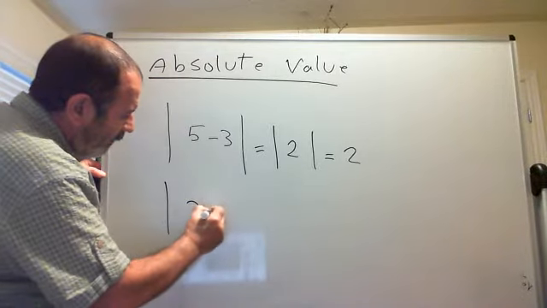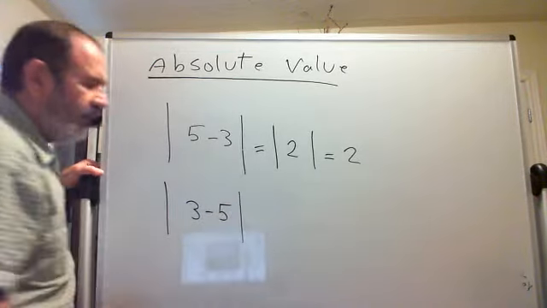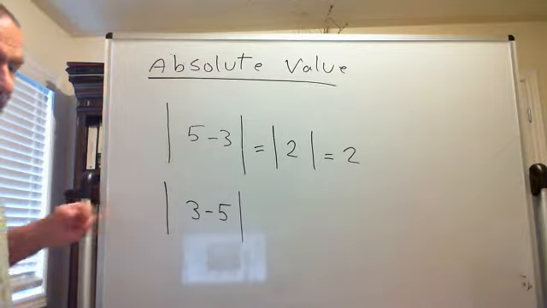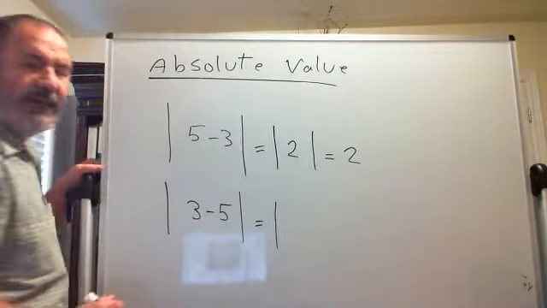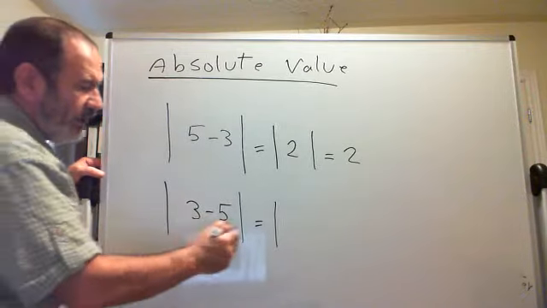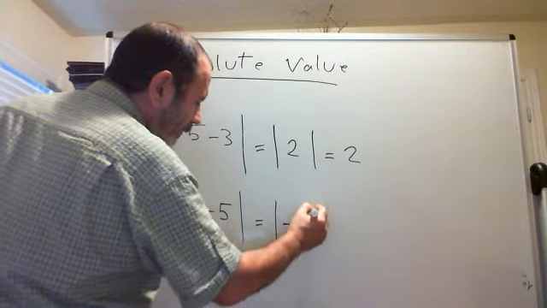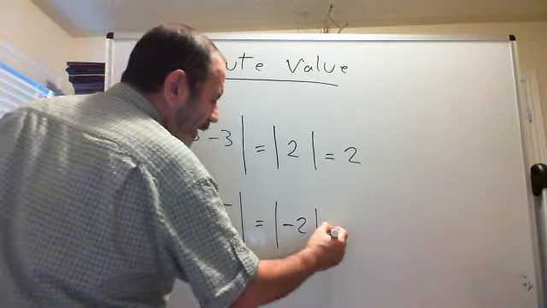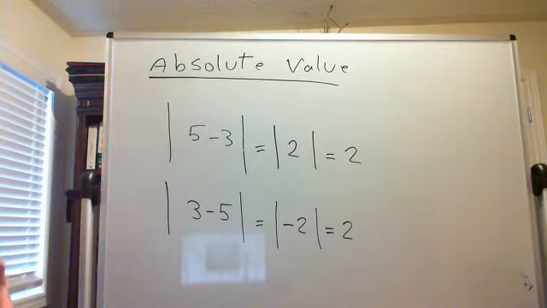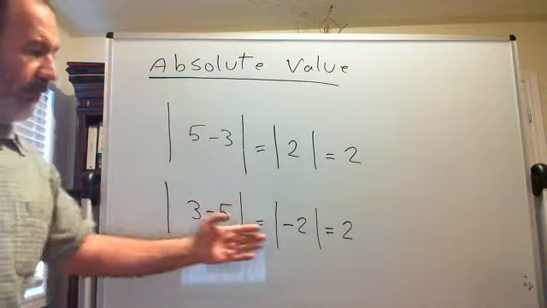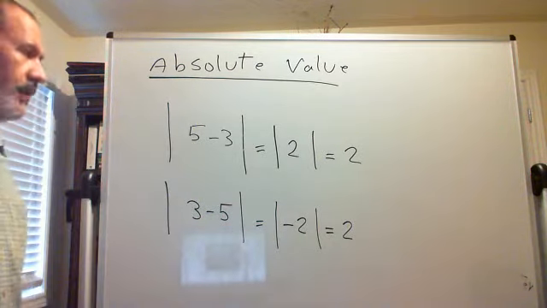Another example, what is the absolute value of 3 minus 5? For the absolute value of 3 minus 5, first simplify inside the absolute value. 3 minus 5 is minus 2, and what is the absolute value of minus 2? It is 2. Okay? Remember, the result of absolute value is always positive.